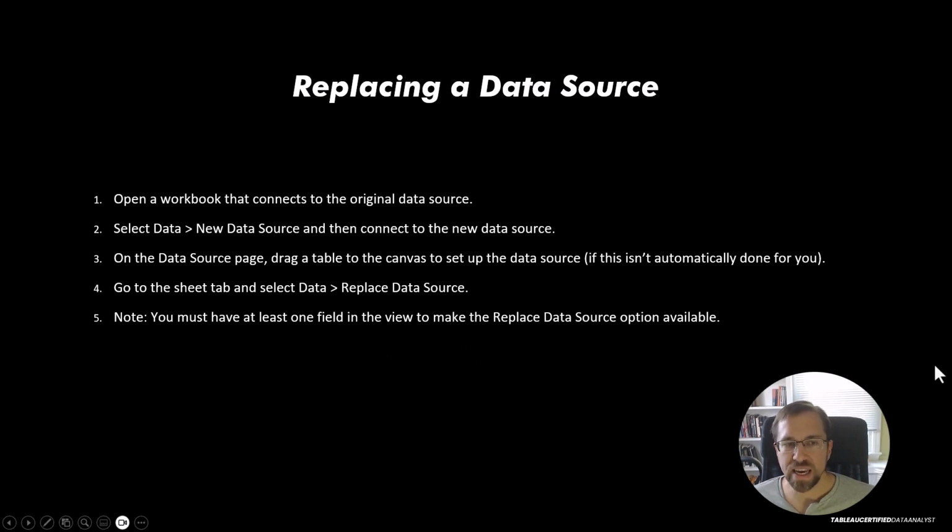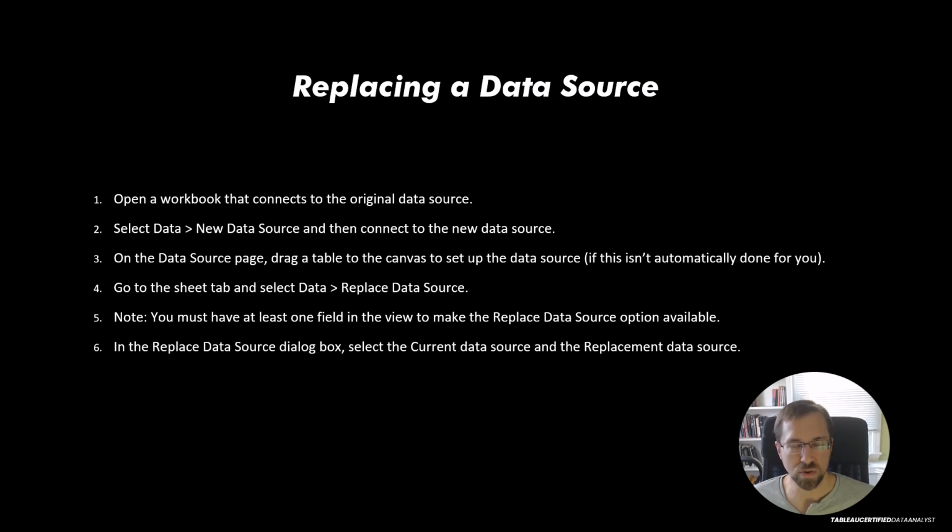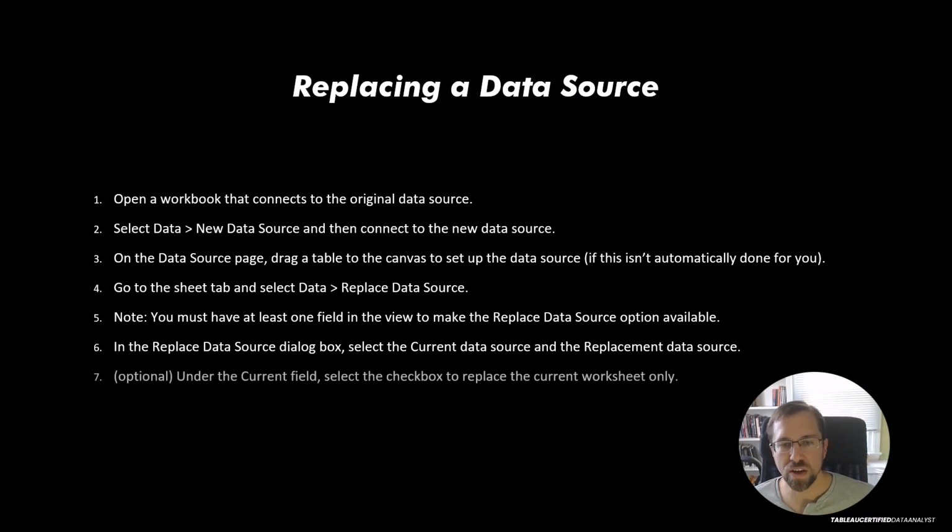And then finally, in the replace data source dialog box, select the current data source and the replacement data source. In this particular case, there's only 2 data sources, so it's not really relevant. But if you have more data sources, then it would be important to choose the right ones, right? And then there's a checkbox under the current field if you want to make the replacement in the whole workbook or only in the current worksheet, right? And when you're finished, you click OK.